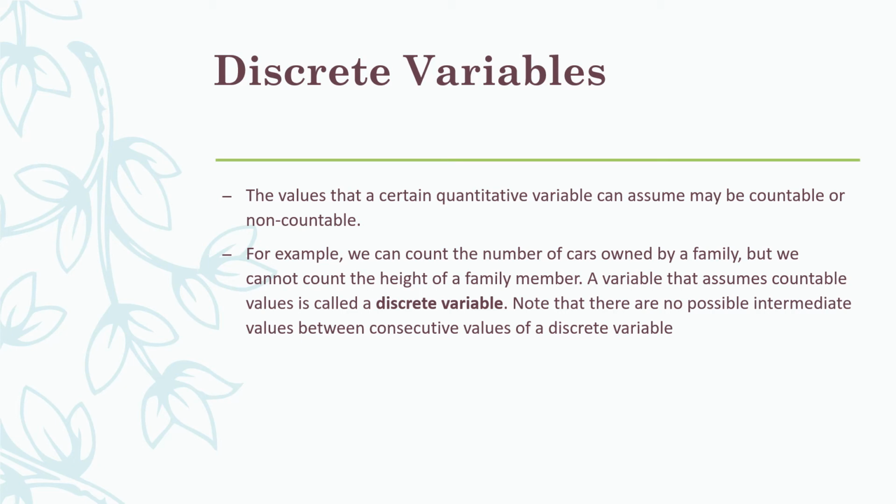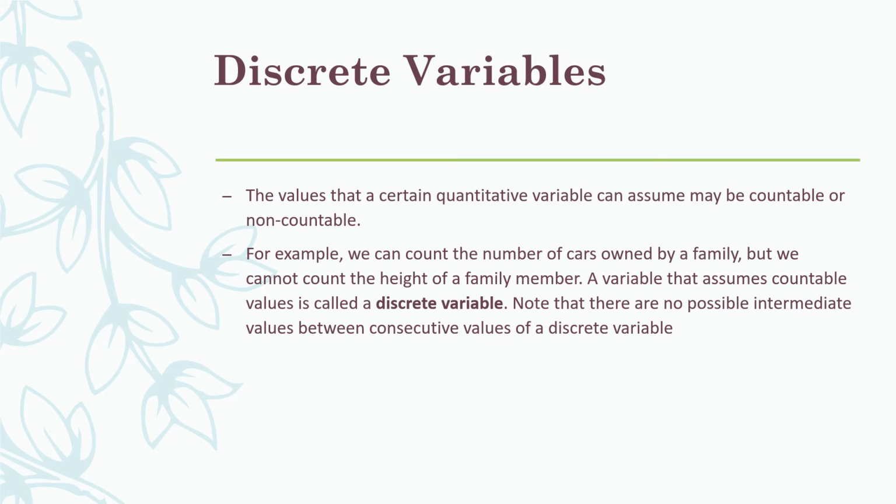And so we can count the number of cars, we can count the number of people in a family, we can count the number of electronic devices owned by a family. But things like height and weight, you cannot count, you have to measure. And so a variable that assumes countable values, that's what we refer to as a discrete variable. And there are no possible intermediate values between these consecutive values of a discrete variable, meaning that you will only get a whole number. You will not get 1.5 family members.